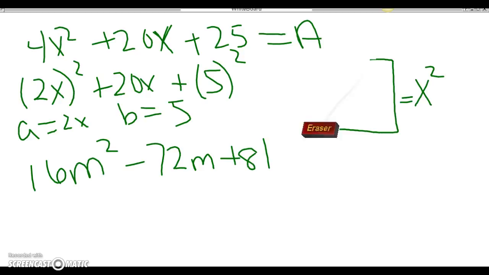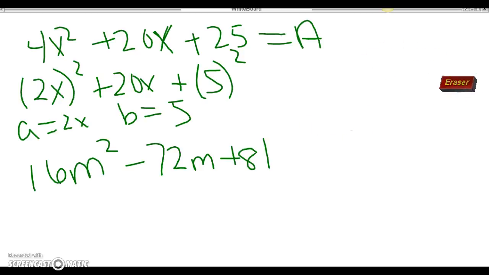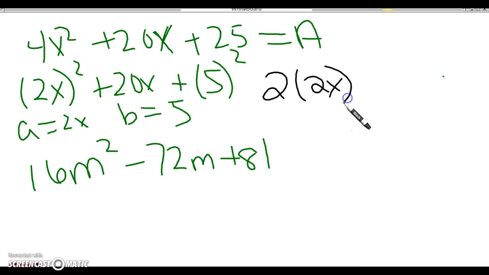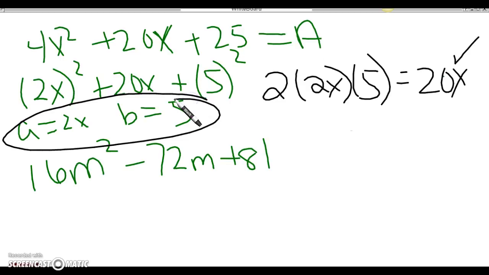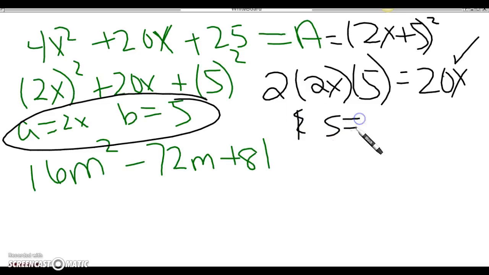I'm going to erase some of this over here. Okay, and I want to check and verify that it works. So I want to see if 2 times my a, which is 2x, times my b, which is 5, equals 20x. So 2 times 2x times 5 equals 20x. It works out. So that means that I have found the solution. So one side would be 2x plus 5, because the whole thing is equal to 2x plus 5 squared. So one side is equal to 2x plus 5.